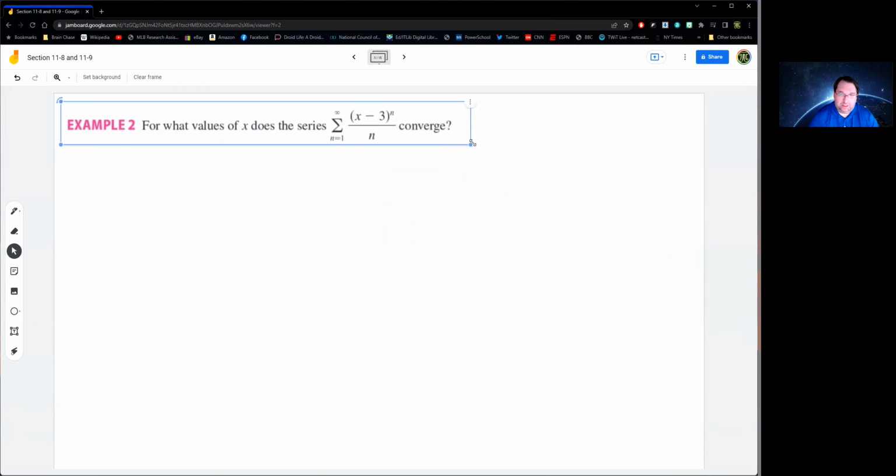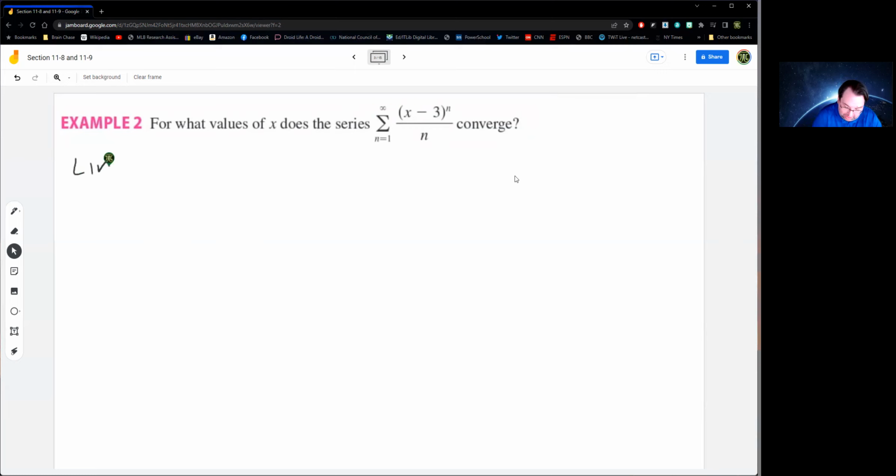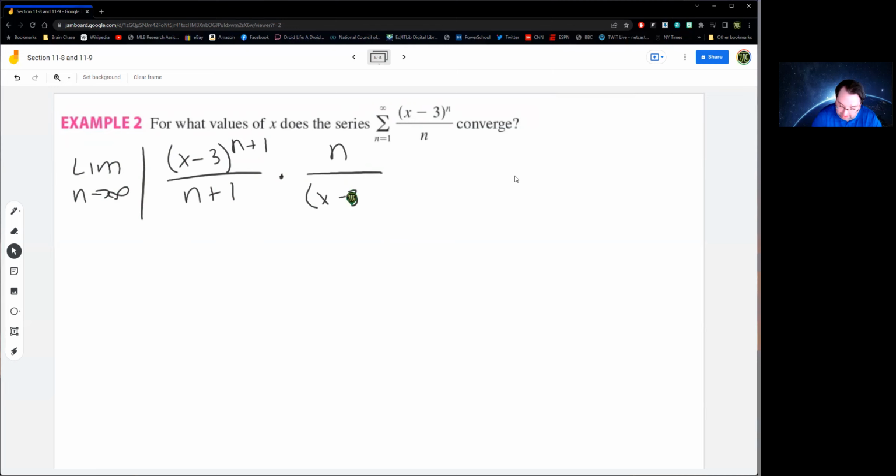Look at this one. Again, we're looking for which values of x this converges. So again, same thing. We're going to do our ratio function. So I have (x minus 3)^(n+1) over (n plus 1) times n over (x minus 3)^n.